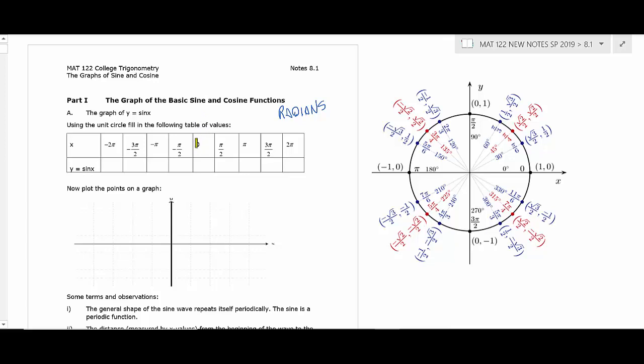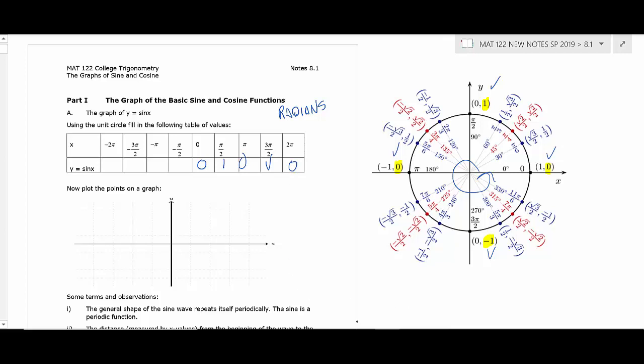So remember, the sine is the y value. So I'll just go around the unit circle. The sine of 0 is 0. The sine of pi over 2 is 1. The sine of pi is 0. The sine of 3 pi over 2 is negative 1. And then from there, we just keep repeating that over and over again. So we got a 1 there, a 0 there, a negative 1 here. And when we make it all the way around to 2 pi, we're back to 0.